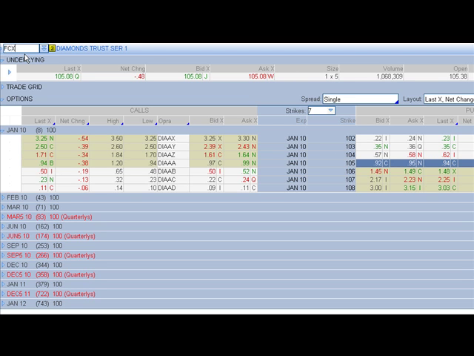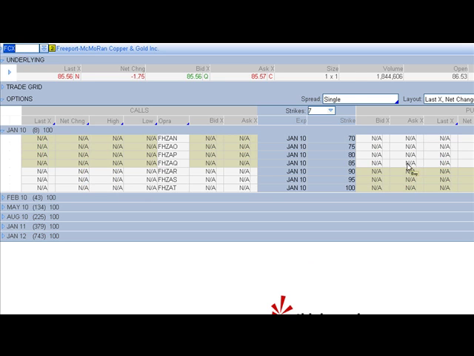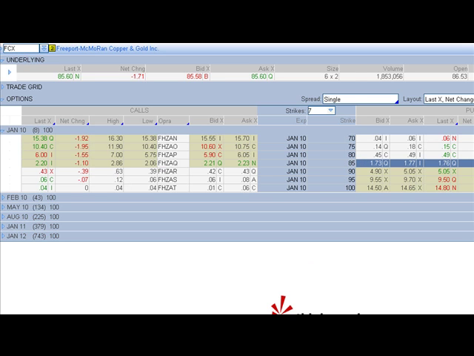And finally, FCX. We had the $85 puts. They're now 173. And when we got them, oh, they just went to 174. When we got them, they were 130.